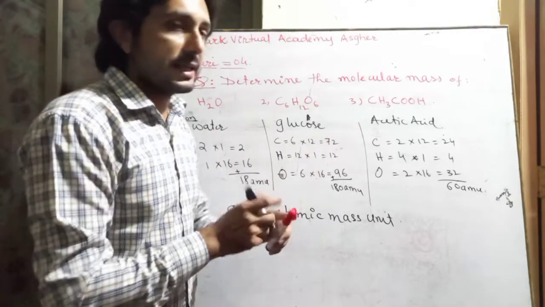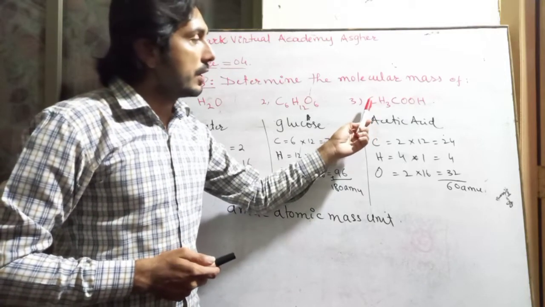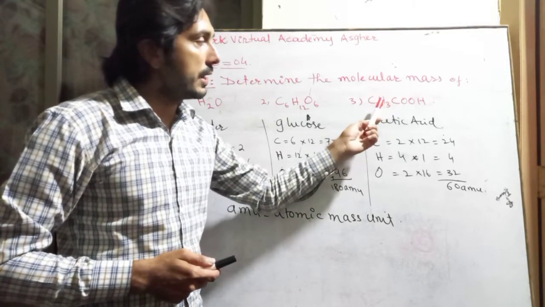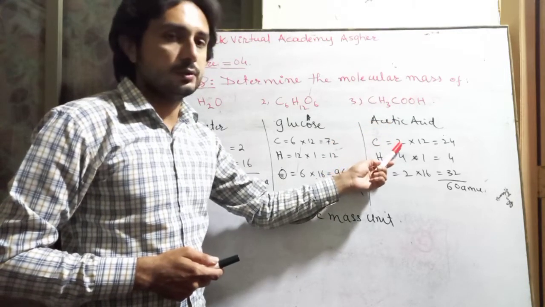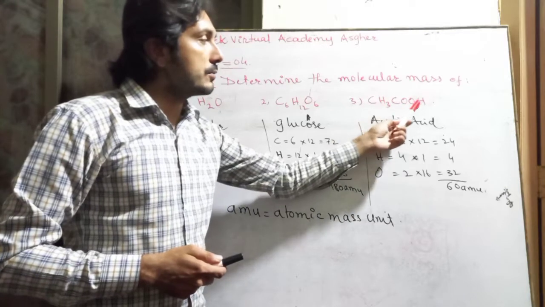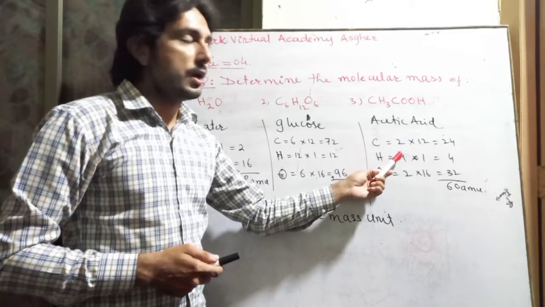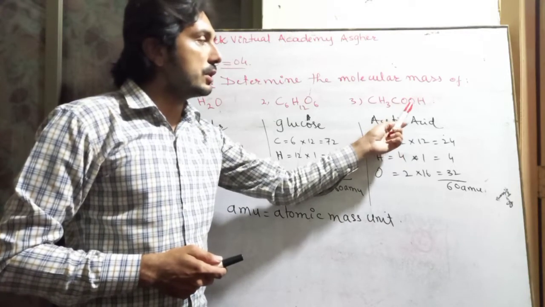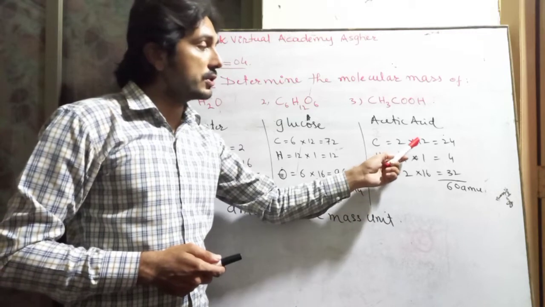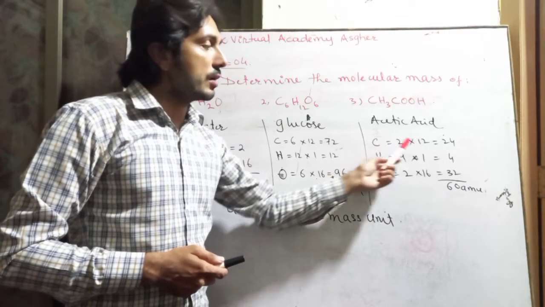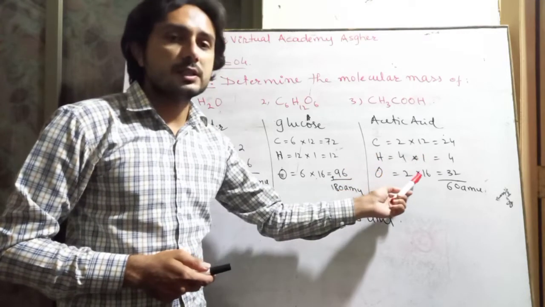If you talk about acetic acid, it is an organic compound, but you can see there are two atoms of carbon, so we put down carbon equals 2. We have 4 atoms of hydrogen, 3 and 1, so we put H equals 4. And we have 2 atoms of oxygen, so we put oxygen equals 2. And we multiply them with their respective atomic masses. Atomic mass of carbon is 12, hydrogen is 1, and oxygen is 16.